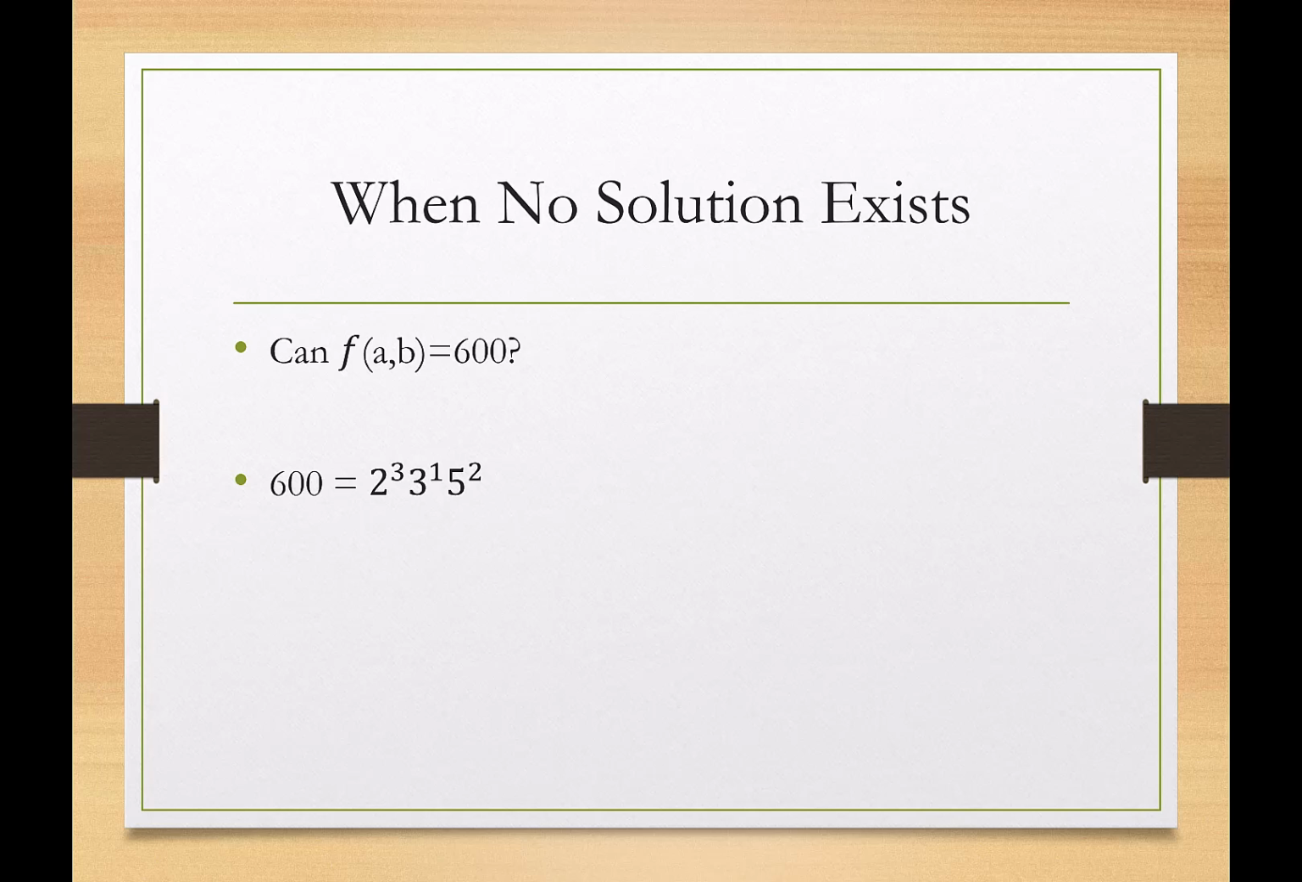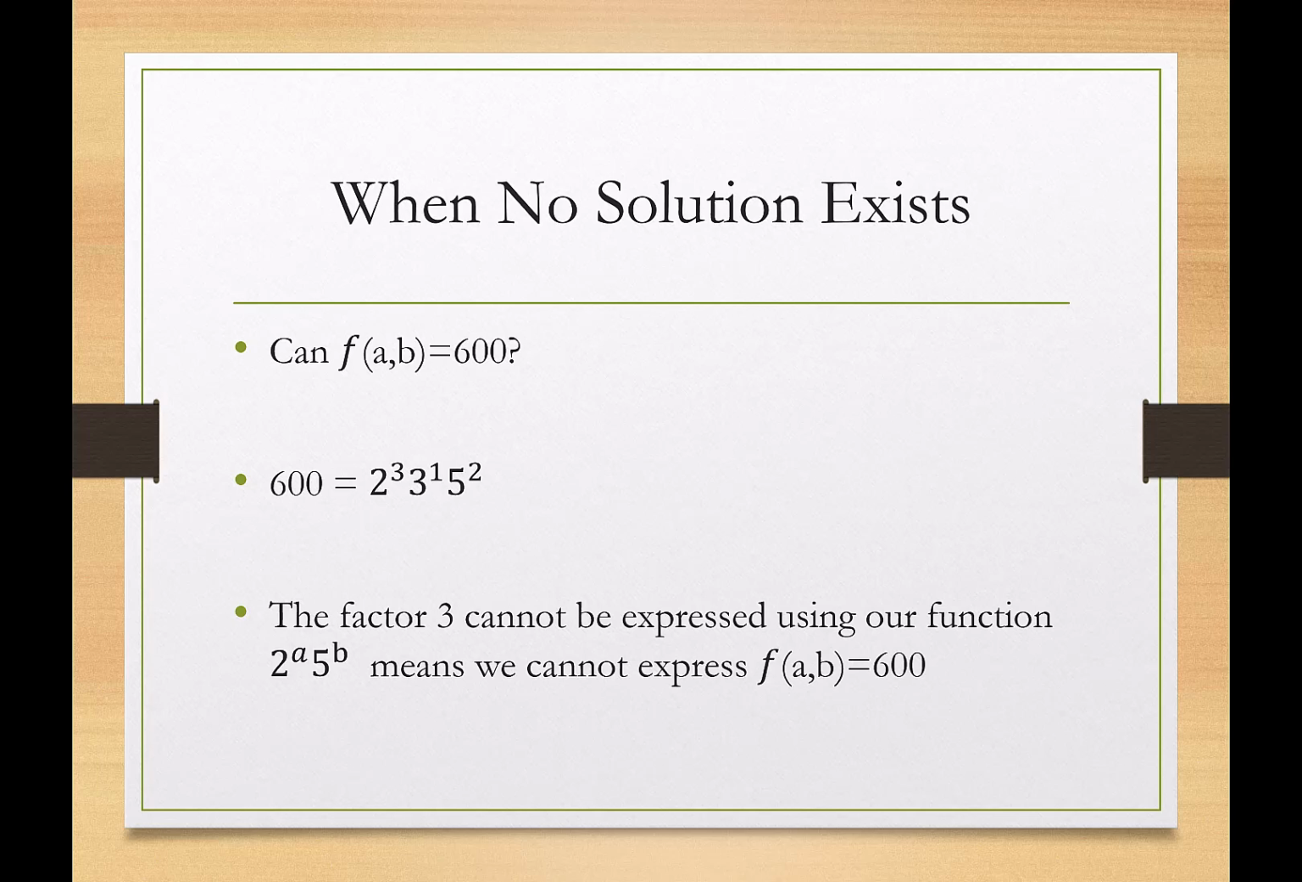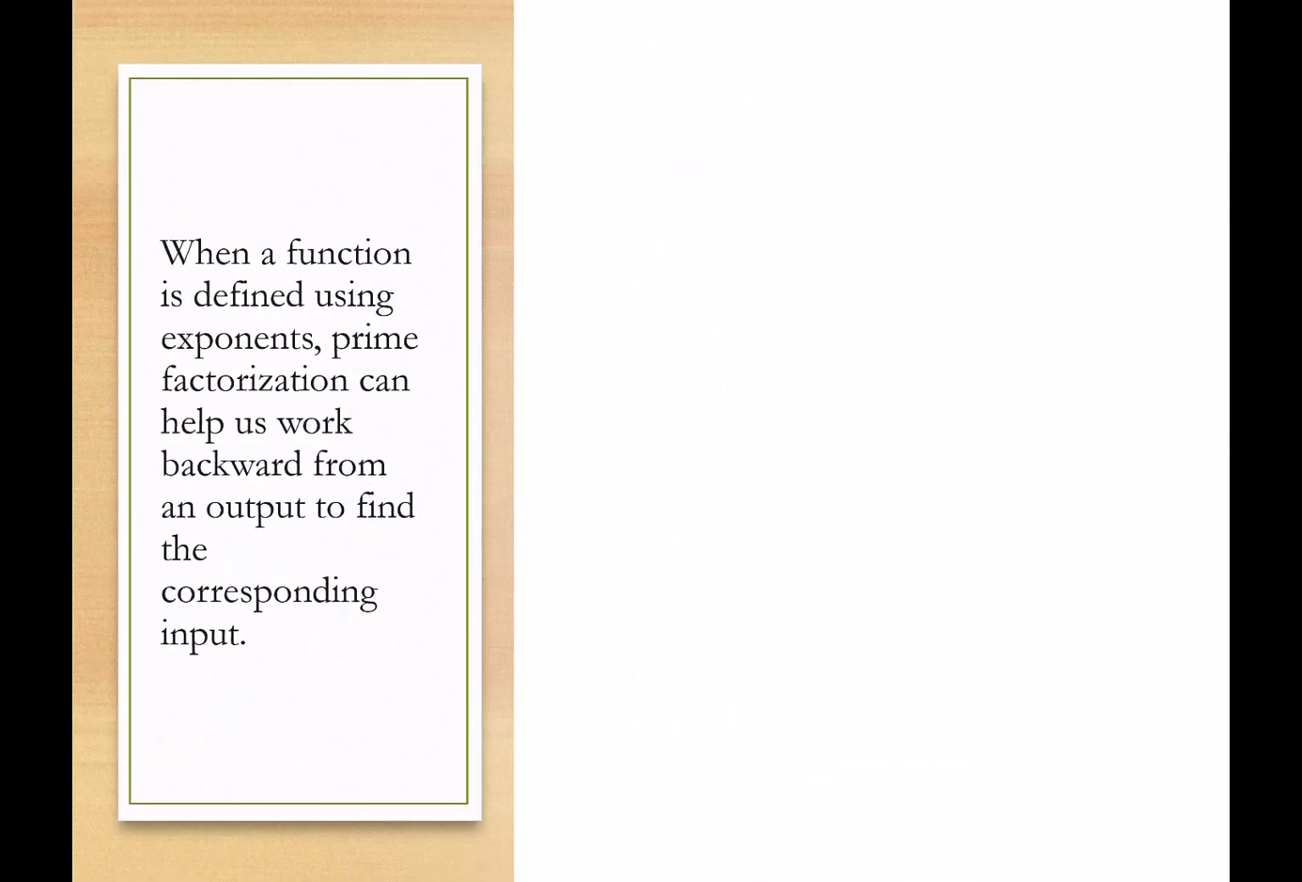I have 2 cubed times 3 to the 1 times 5 squared. And the problem is that 3 can't be a factor. Since we can't express 600 as the product of powers of 2 and 5, we know that this number is not in our range.